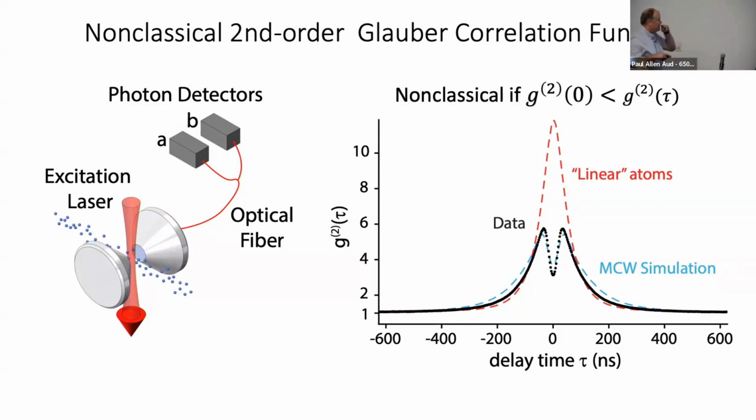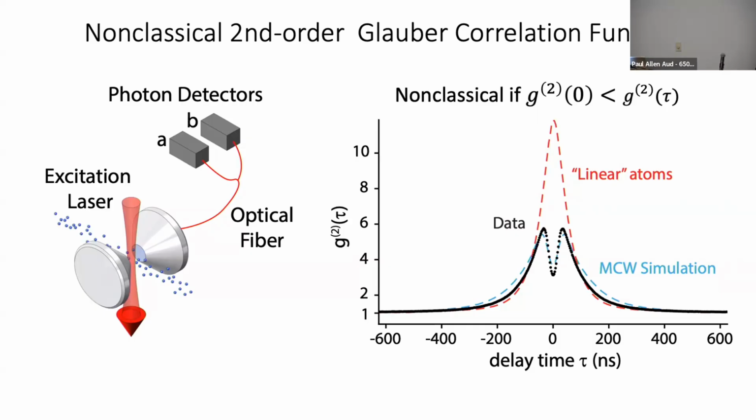Okay, so the characteristic feature here is, running from about -200 to 200, maybe -150 to 150. I want to point out the blue is a Monte Carlo wave function simulation of what we expect, including all the trajectories through the cavity. If the atoms were not saturable, that's the red dashed line. Think of if the atoms were basically little mirrors that don't saturate, that'd be the red dashed line. The black is data.